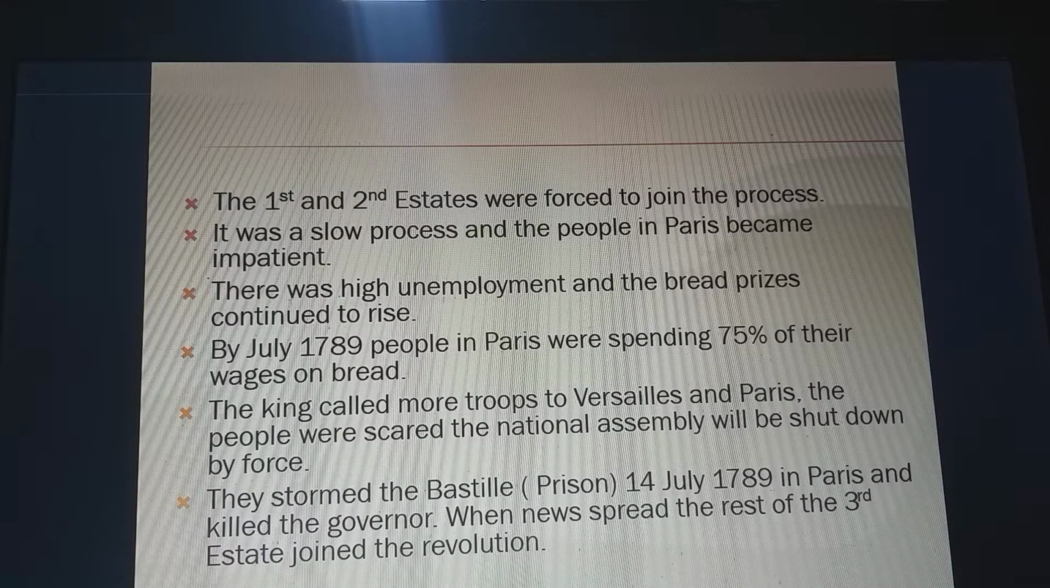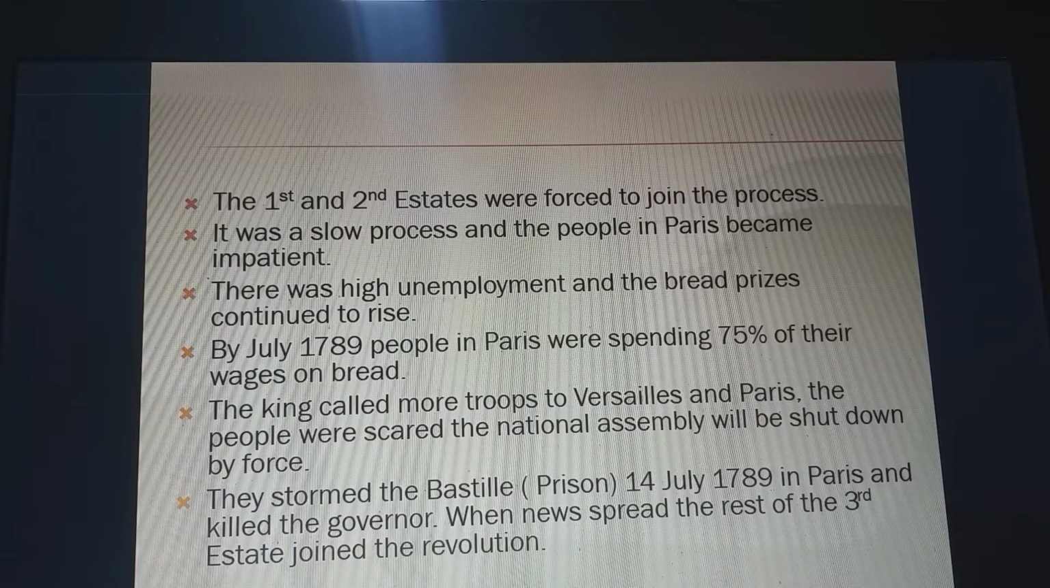And that's where the Third Estate then decided they were going to stay there until they drew up a new constitution. And the First and the Second Estate, First Estate, of course, the clergy, Second Estate, the nobles, had no choice but to join them. But the process of drawing up a new constitution was a very, very slow one. And the people of Paris became very impatient.